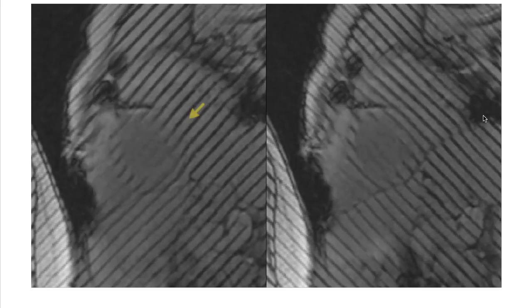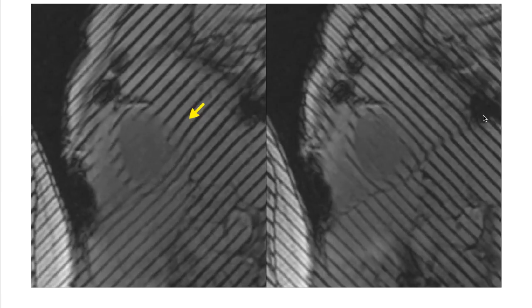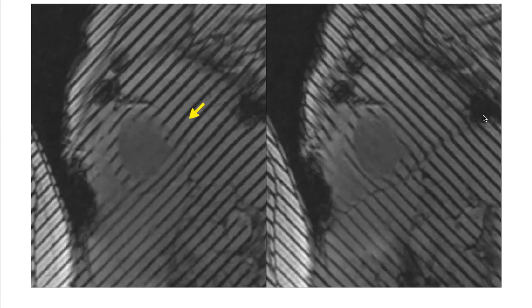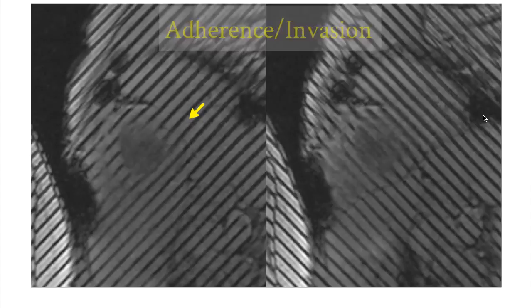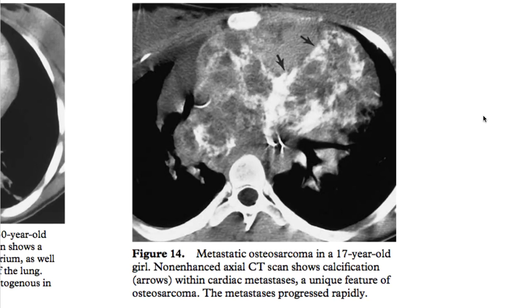And here we're looking for these lines sort of separating. Kind of what we want to see is this, but we don't see that, so they just stay stuck. So this is at least adherent, possibly invaded into the myocardium. And that was a primary pericardial mesothelioma.